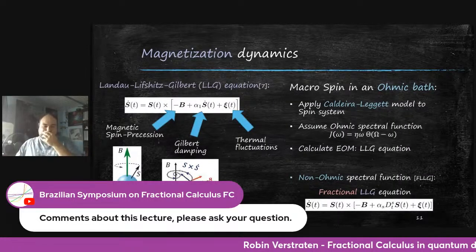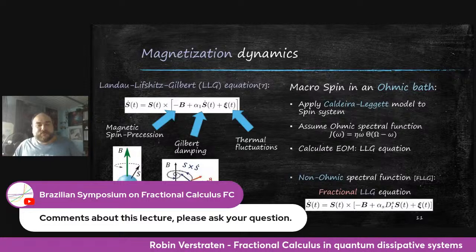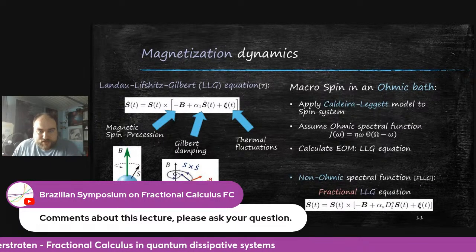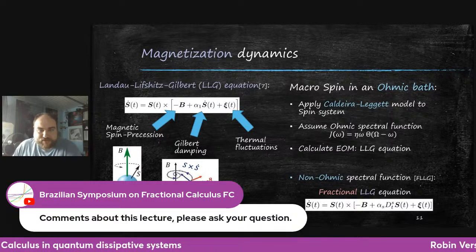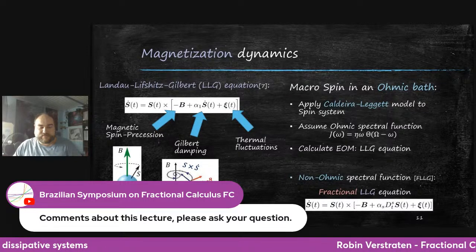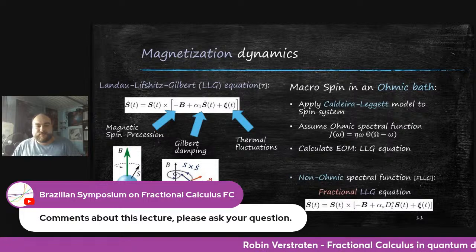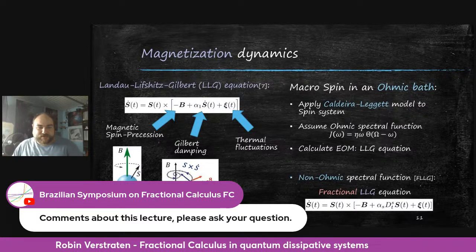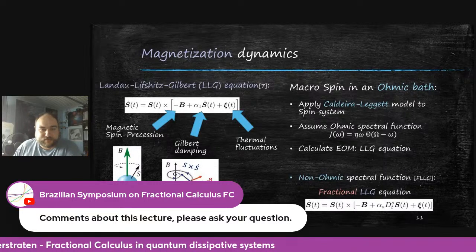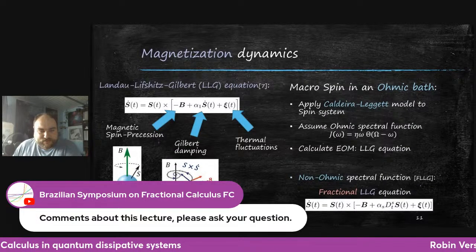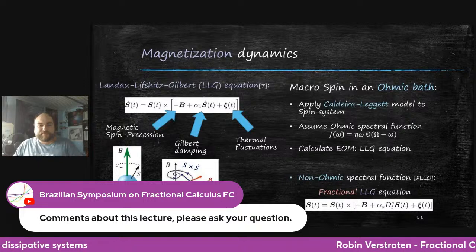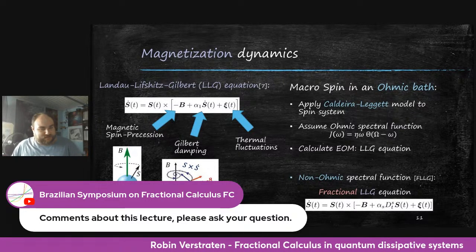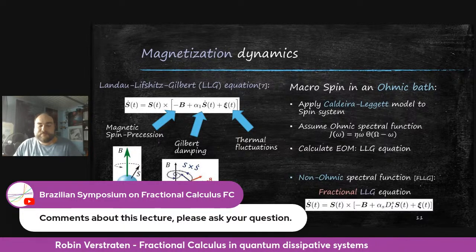Okay, so let me go on to the next bit, because this is where we actually derive a new equation with fractional derivatives. So in magnetization dynamics, we're talking about spins quantum mechanically, and these spins rotate under the effect of a magnetic field. So here you see what's known as the Landau-Lifshitz-Gilbert equation, and this is essentially how spins move quantum mechanically, although this is the classical limit of it, so it's a bit simpler.